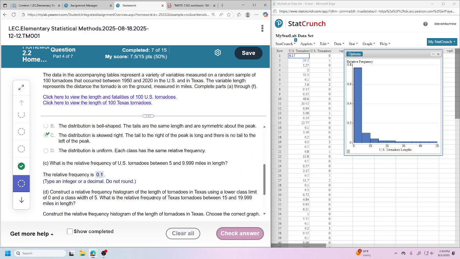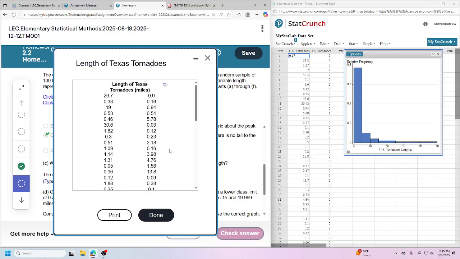Correct. So on the next one, it says now we're just talking about Texas and not the United States. You just repeat it here for these Texas ones, okay? So it's just a whole new graph, copy, paste. Everything else was the same. It was super easy. So now you know.